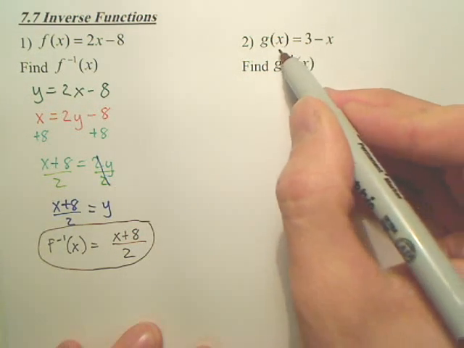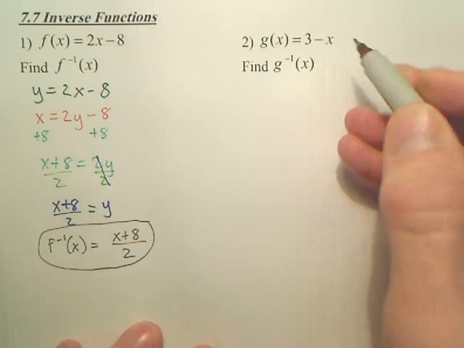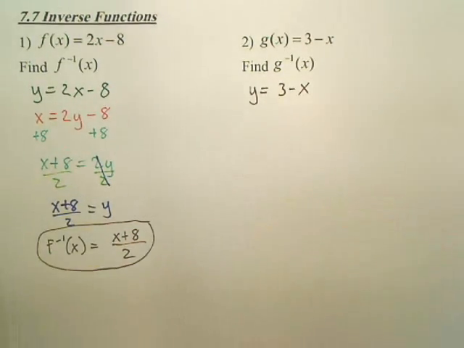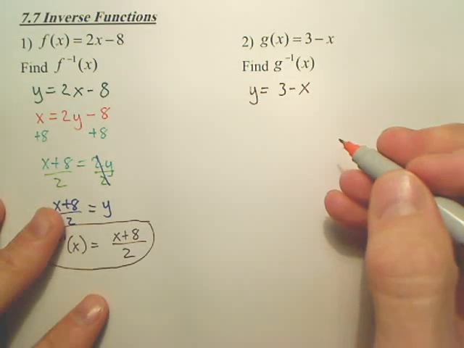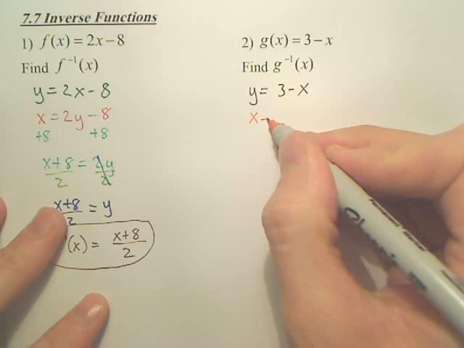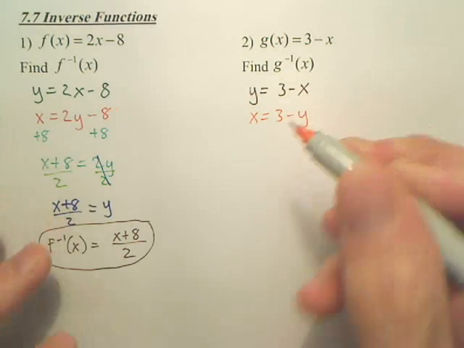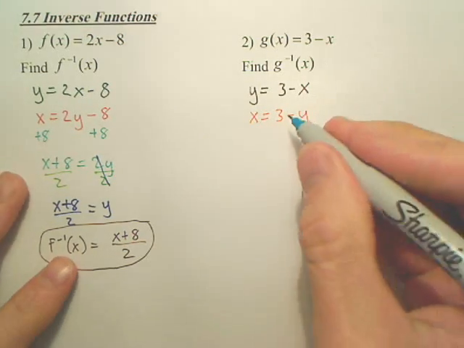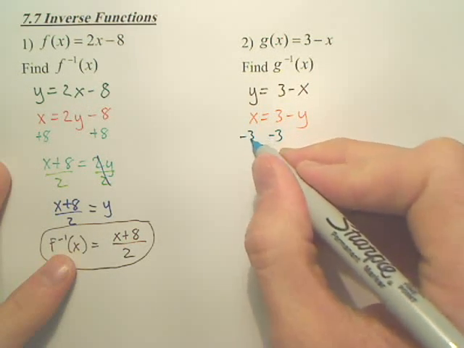Let's try it again. G of x is this. Let's first change it to y equals. Okay. Next, I want to find the inverse. So all I do is switch x and y. And then I want to get y by itself. So I'm going to minus the 3 over.